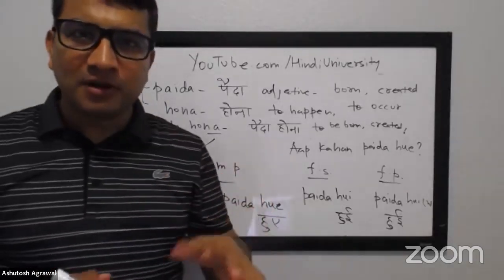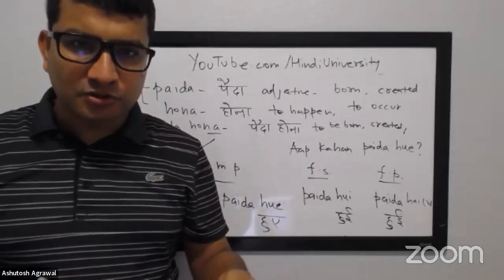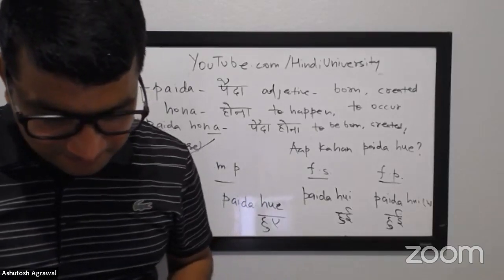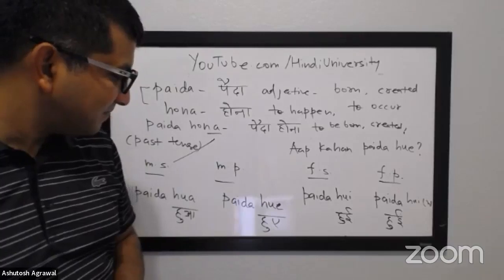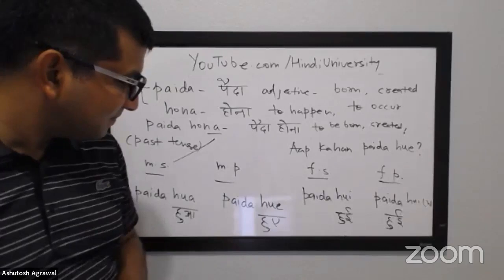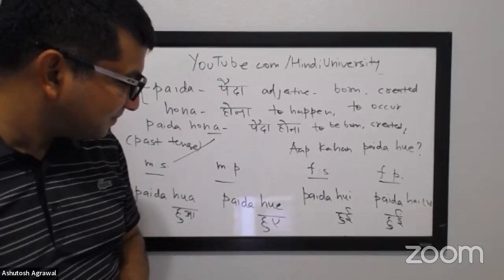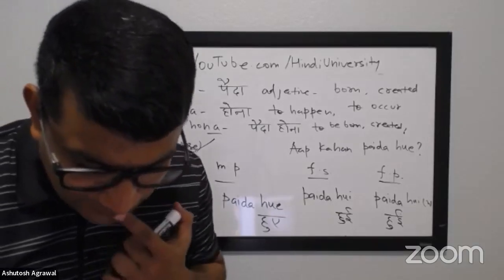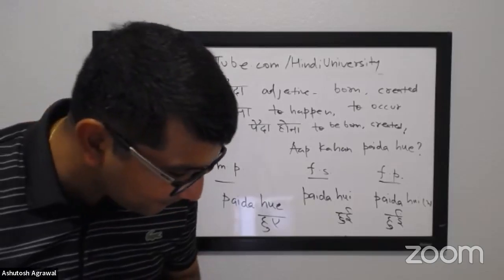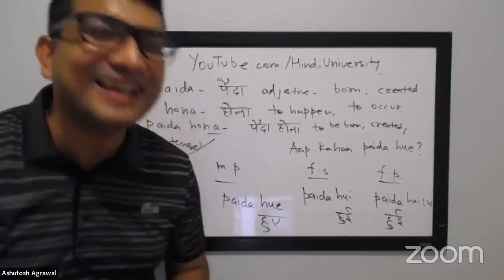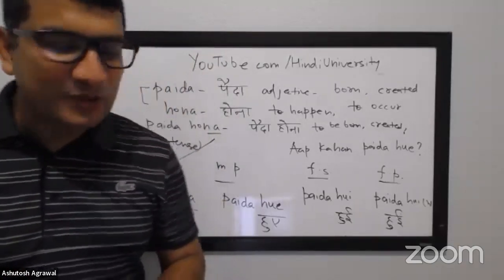Now change it from कहाँ to कब, because, yes, JD ji, आप कब पैदा हुए? मैं बहुत समय पहले पैदा हुआ. What did you say? I tried to say I was born a long time ago. बहुत समय पहले.